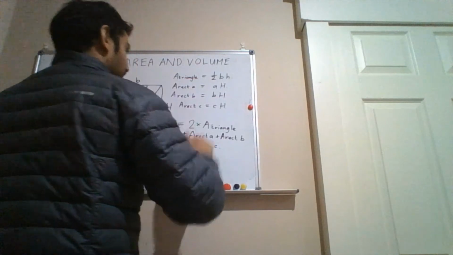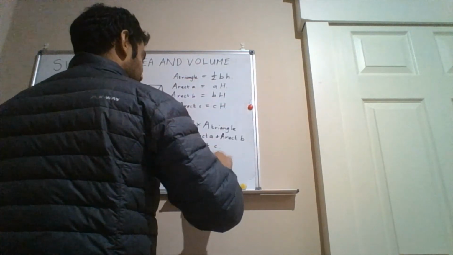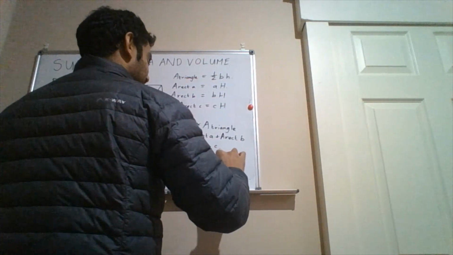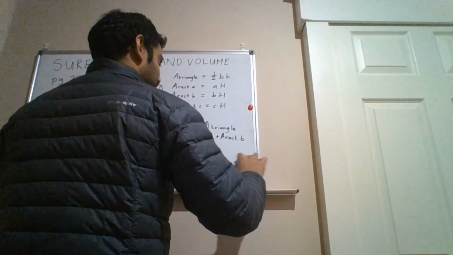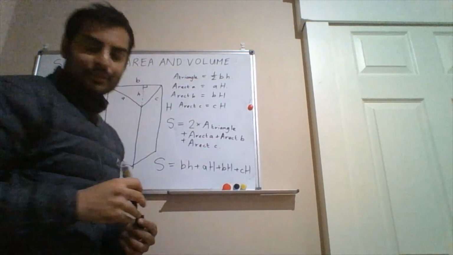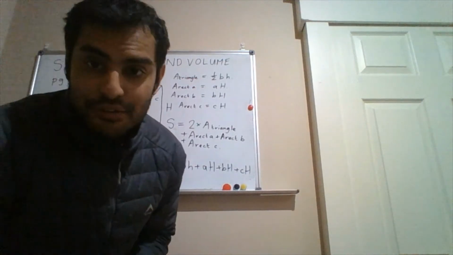Then I'm going to add the areas of all the rectangles. So it's AH plus BH plus CH. Okay, now let's move on to the cylinder.